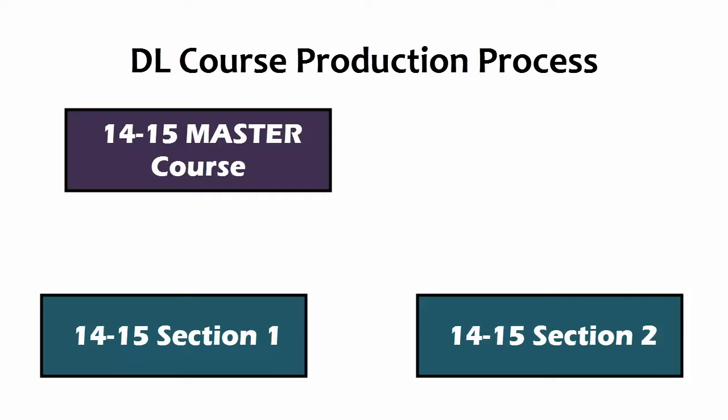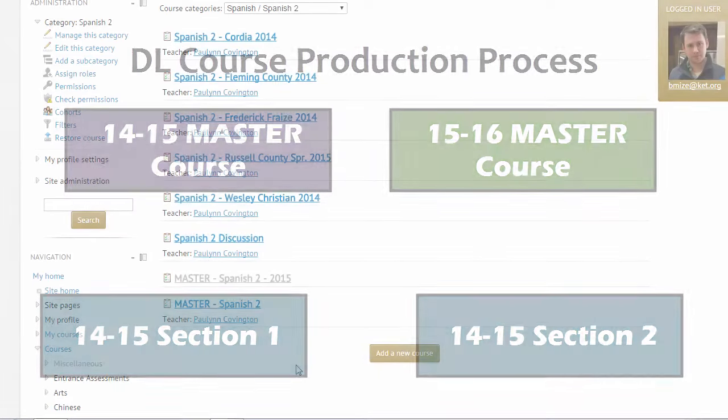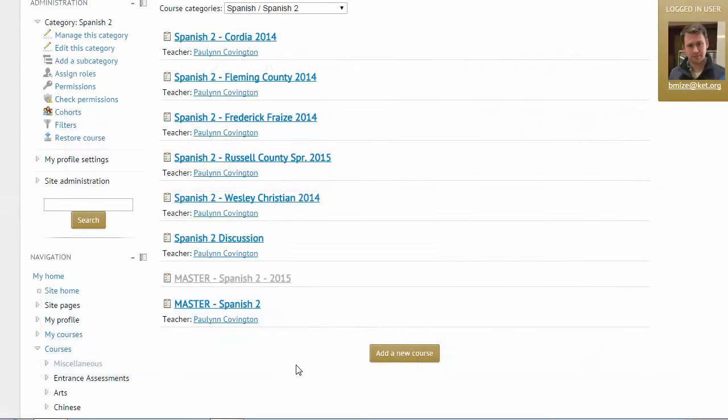Now, after that point, what if Pauline is ready to make new changes for next year? Well, what we'll do is we'll duplicate the master course one more time, and we'll name it master course again, but for next year. All right, so that is a brief overview of the way our courses are organized in distance learning. We talked about course categories, how to navigate between the course categories. We've also talked about master courses and section courses.